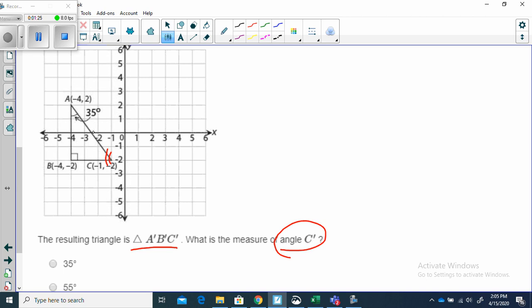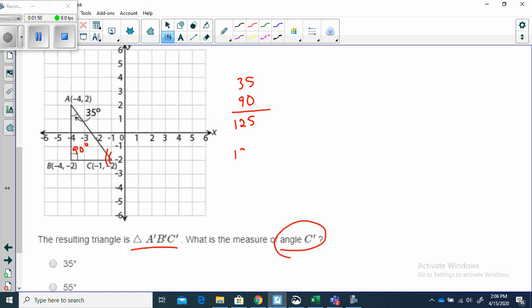Now, I know that the 3 angles in a triangle add up to 180. I don't have this measure yet, but I know these 3 add up to 180. This box says this is 90 degrees. So if I add up the angles, 35 and 90, those 2 add up to 125. The 3 angles have to add up to 180, right?